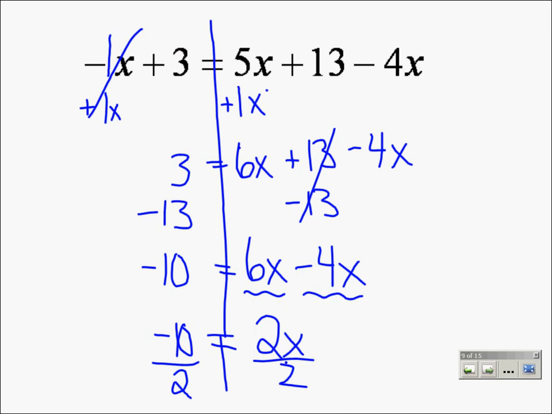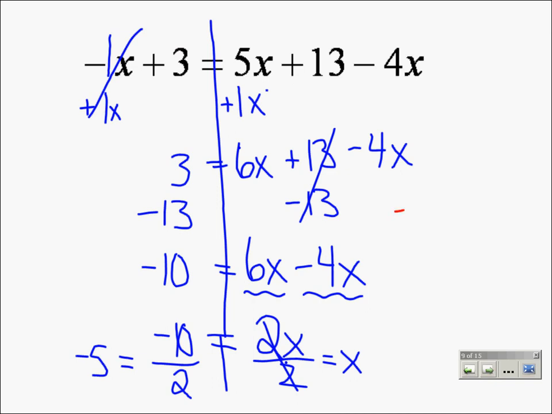And I get a negative 5 on this side, and those cancel, just giving me an x here. So my x equals negative 5. So let's plug that in. I'm going to go through my equation, and anytime I see an x, I'm going to put a negative 5.